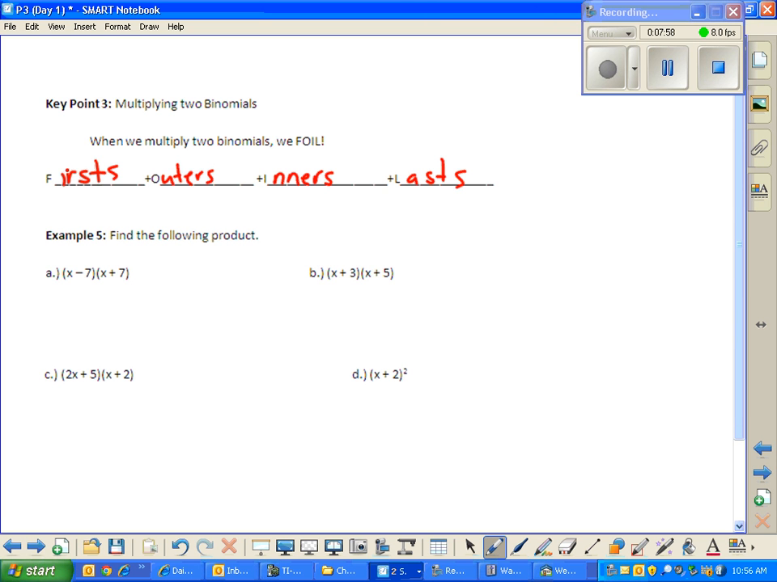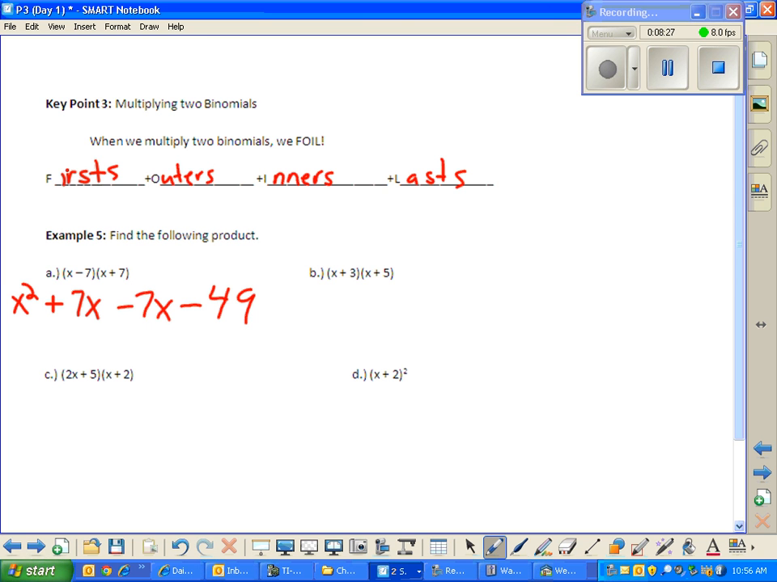So for instance, in part A, our firsts would be the x's. So we take x times x, that's x squared. Outers, the outermost parts of the problem, we have an x and a positive 7. You multiply those together, you get 7x. We always add. My inners would be negative 7 times positive x. That's negative 7x. And my last, negative 7 times positive 7 is negative 49.